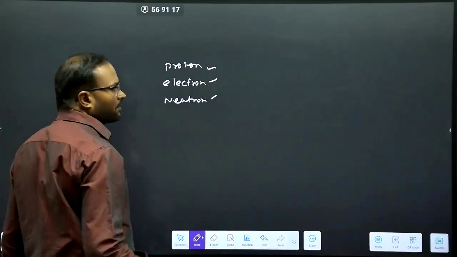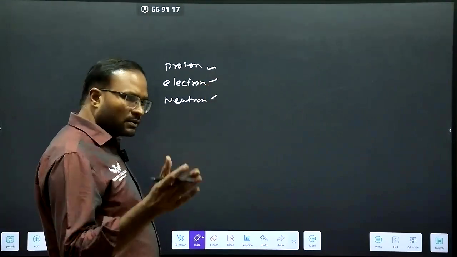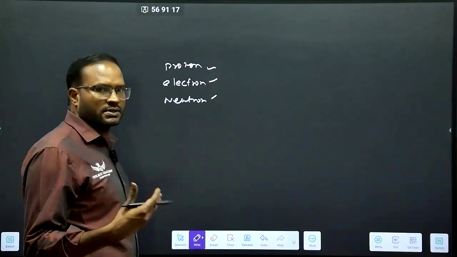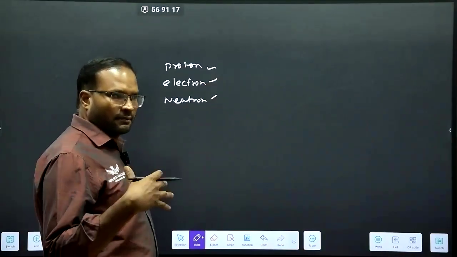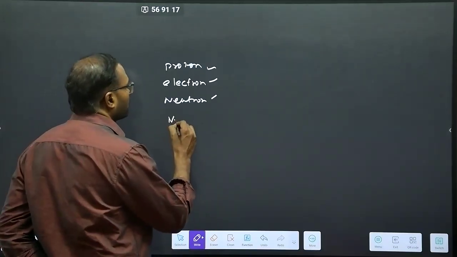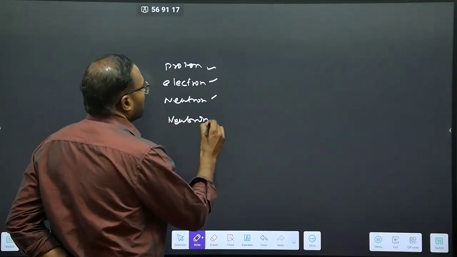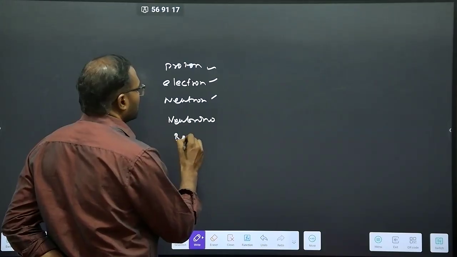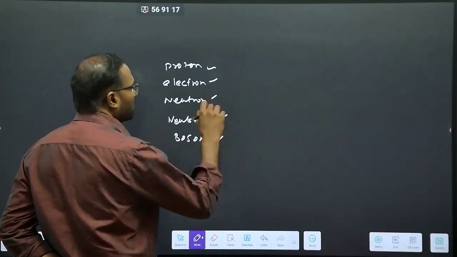These are all subatomic particles, and the scientific community is still advancing and finding new particles. For example, the neutrino and the boson are also subatomic particles.